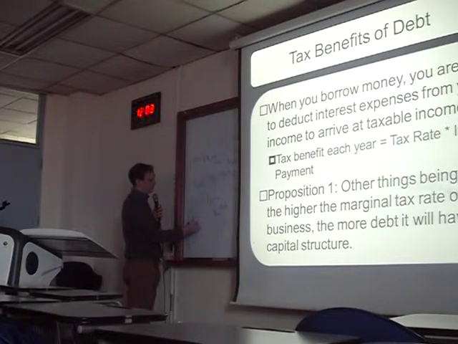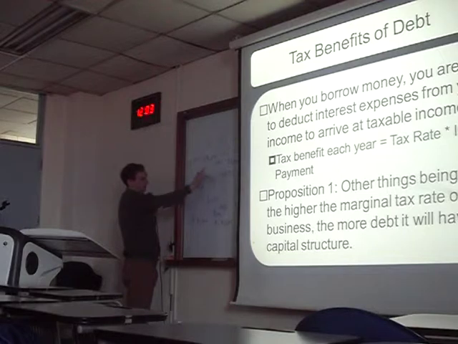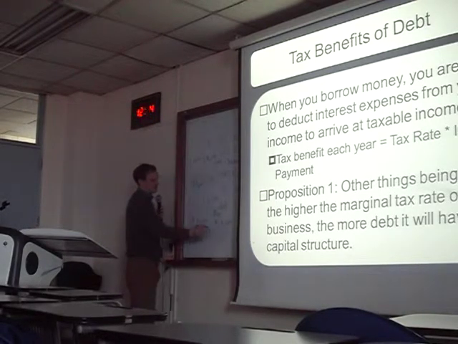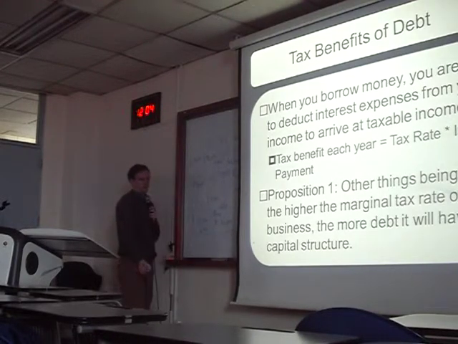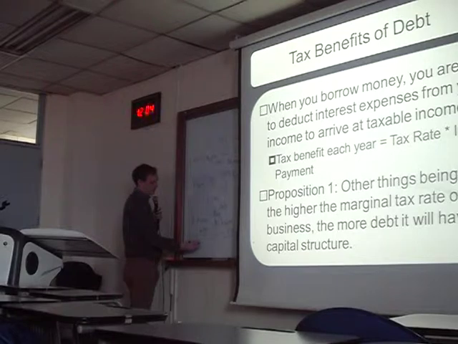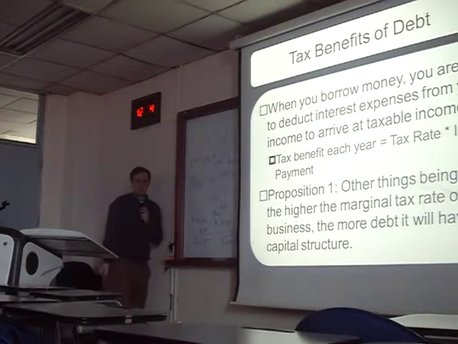Company A, 30,000. Company B, also 30,000. Okay? Minus the interest payment, 4,500. Minus the interest payment, 500. Okay? How much is this? 25,500. Okay? How much is this? 29,500. Okay? The tax rate is 30%.